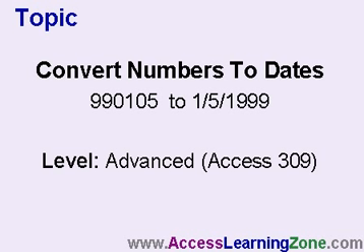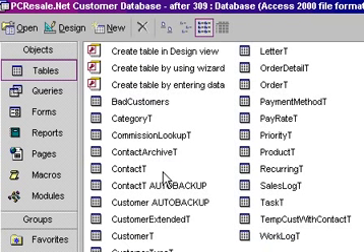In today's lesson, I'm going to teach you how to convert from numbers to dates. Sometimes if you inherit someone else's database, they might have the dates stored as numbers, such as 990105, and we have to convert those into proper Access dates. This is an advanced lesson. It's taken from my Access 309 class, and some portions of it have been edited to cut down on time so I can fit it on YouTube in the 10-minute limit.